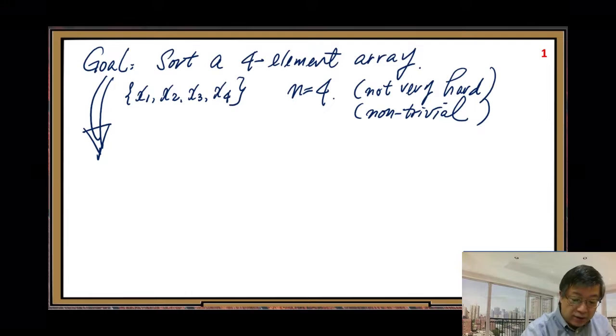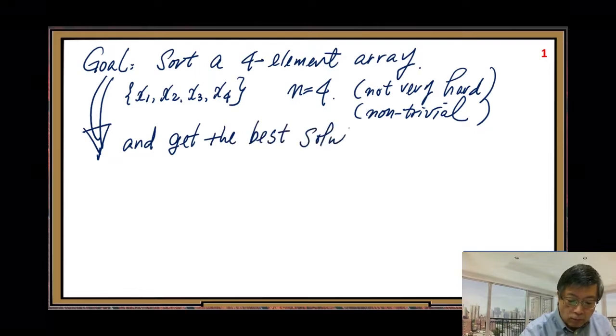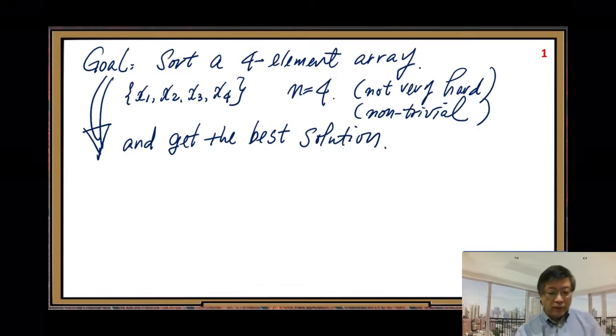Let me just continue that sentence: and get the best solution. Otherwise, we are not satisfied. The problem size is quite small. Why would we not get the best solution? We should get the best solution for such a small problem, right? So we want to get the best solution.